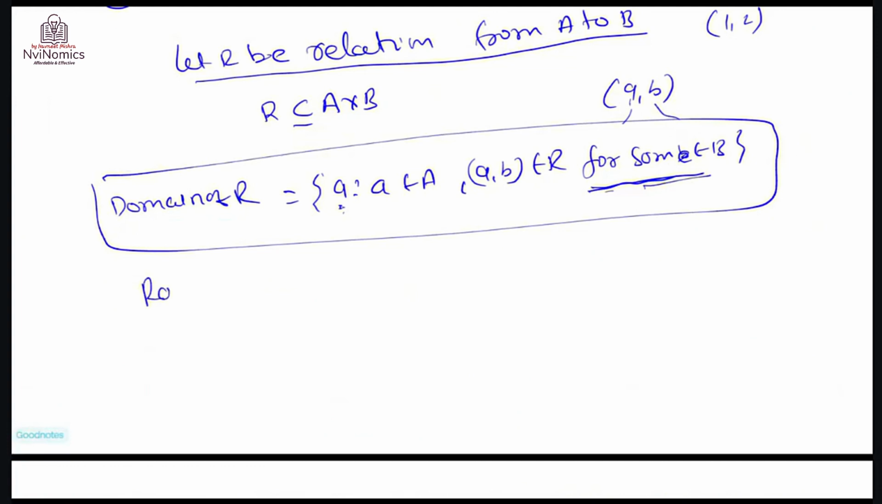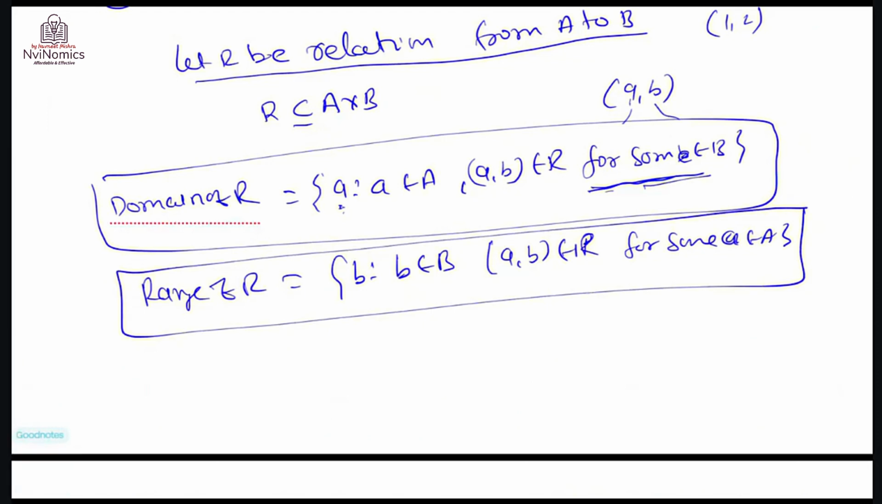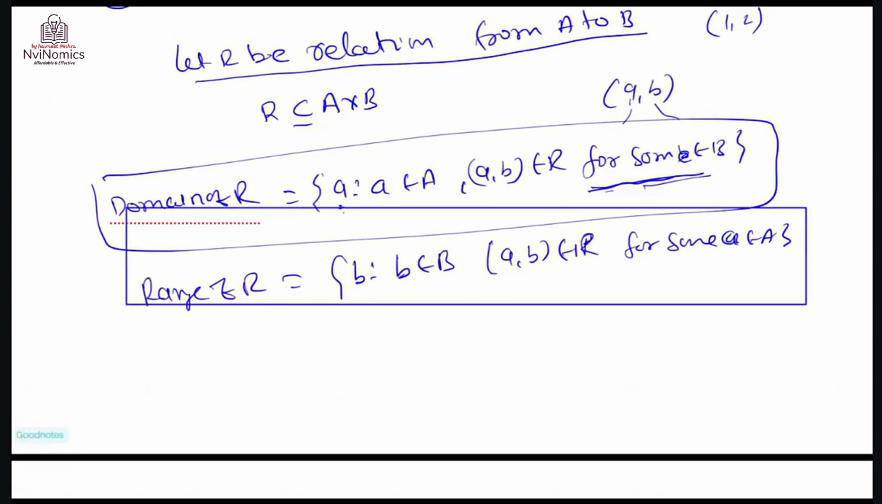Now, if I talk about range of R, it is going to be equal to b such that b belongs to B and (a, b) belongs to R, for some a belongs to A. Okay. So these are the definitions. You should know it.